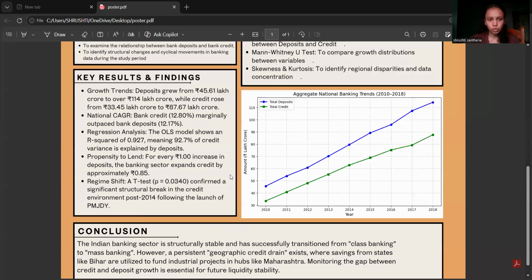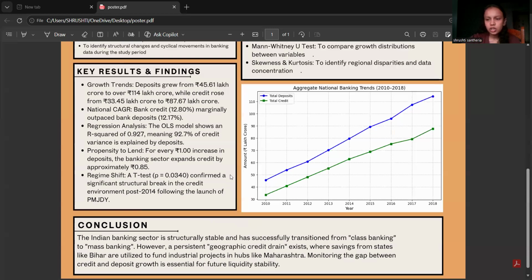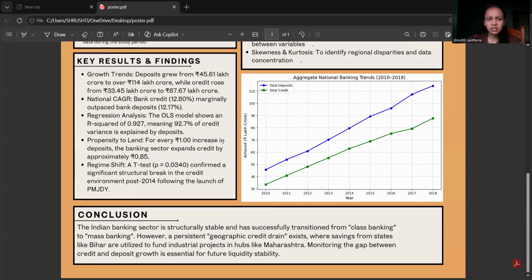Regression output shows that 92.7% of variation in credit is explained by the deposit. And we can also say, in easy terms, that for a 1 rupee increase in deposit, credit increases by 0.85 rupees. Okay, a significant structural change was found after 2014, supported by the t-test here.